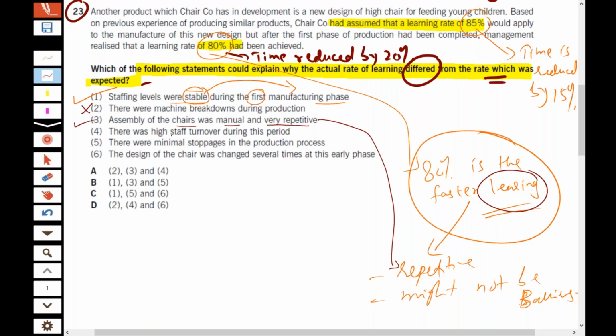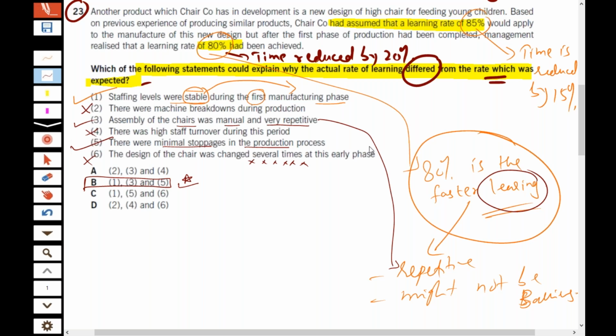Number four, there was high staff turnover during this period. No, because when there's a high labor turnover rate, the learning is disturbed. The only thing you need to track from these options is how 80% is the faster. Number five, there were minimal stoppages in the production. Yes. Number six, the design of the chair was changed several times at the early stage. No. So 1, 3, 5 are the sensible options, because change will not give you the learning. Something which is constant, you will be able to learn faster.